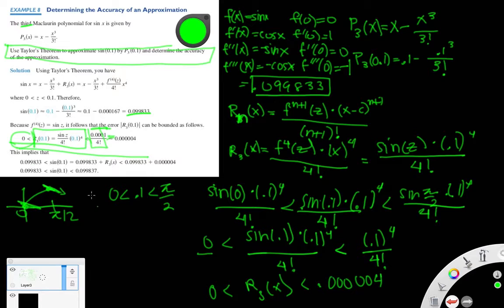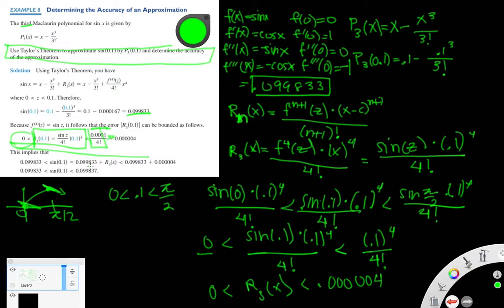And so then what they did was they found the range of our error by adding our approximation to both sides. So if you add our approximation to all sides of the inequality, then you get this, because 0 plus our approximation, 0.099833, is 0.099833. It's less than sine of 0.1, because we know that our sine of 0.1 minus our approximation is our error, so our error plus our approximation will give us sine of 0.1.